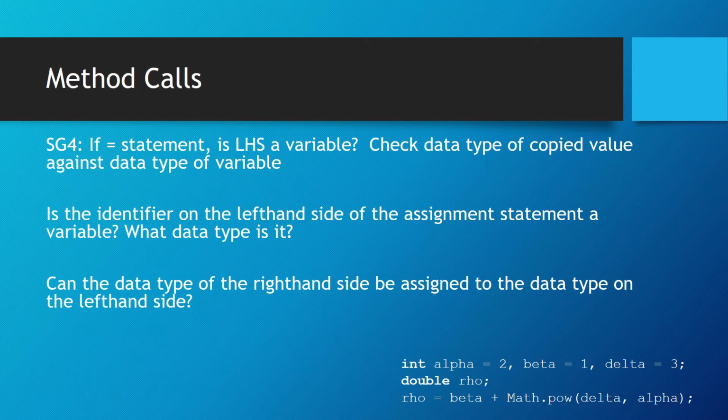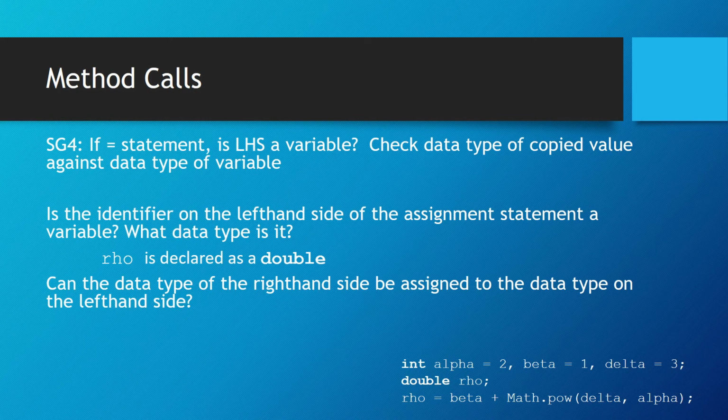For subgoal 4, if an assignment statement, is the left-hand side a variable? Check the data type of the copied value against the data type of the variable. So is the identifier on the left-hand side of the assignment statement a variable? The expression on the left-hand side of the assignment statement is rho, and it is declared a double.